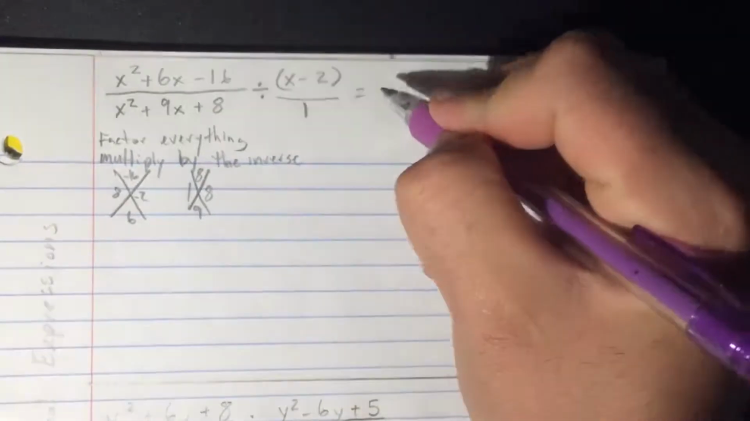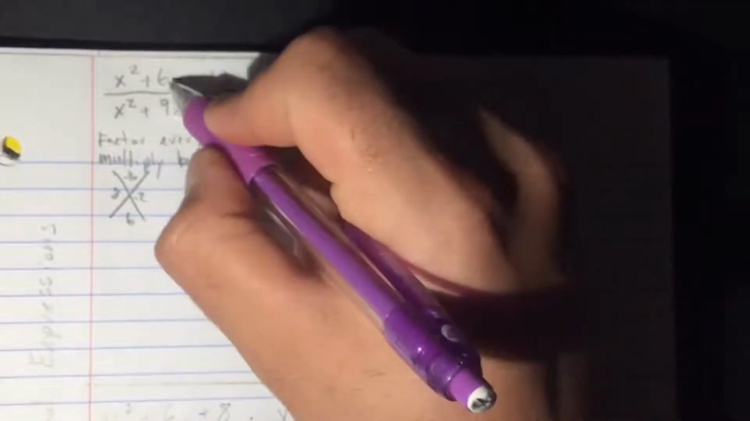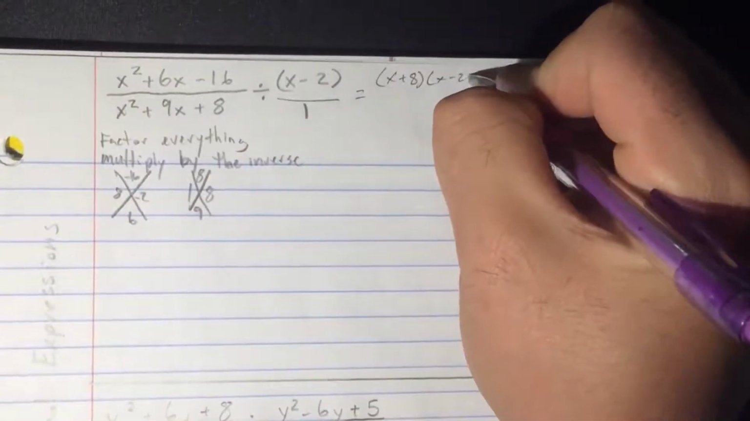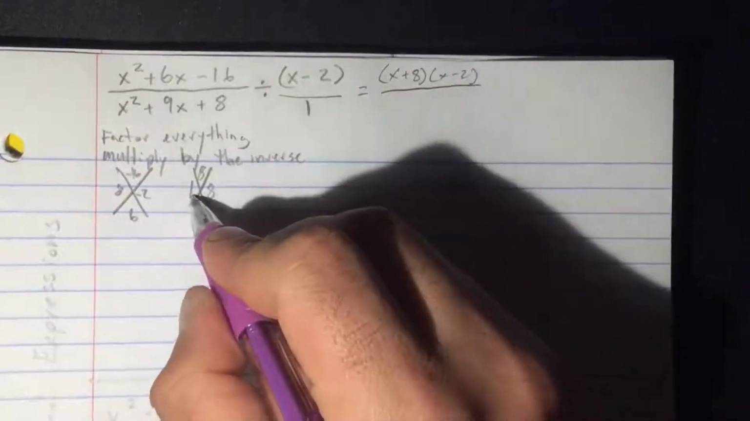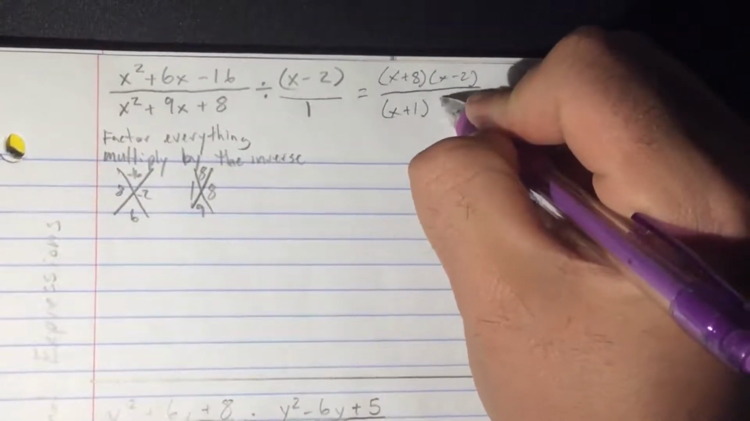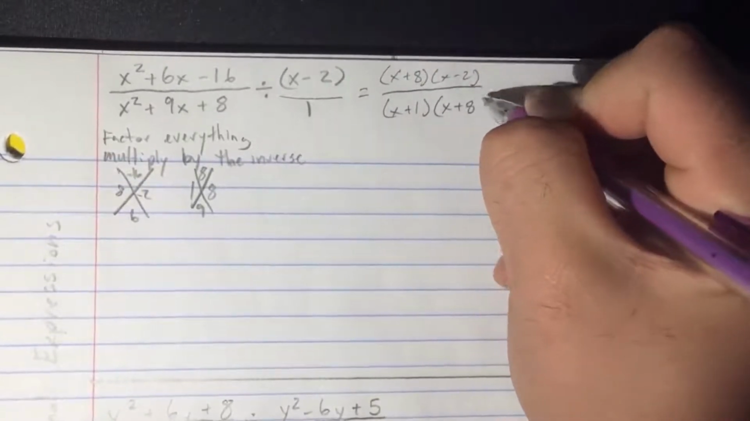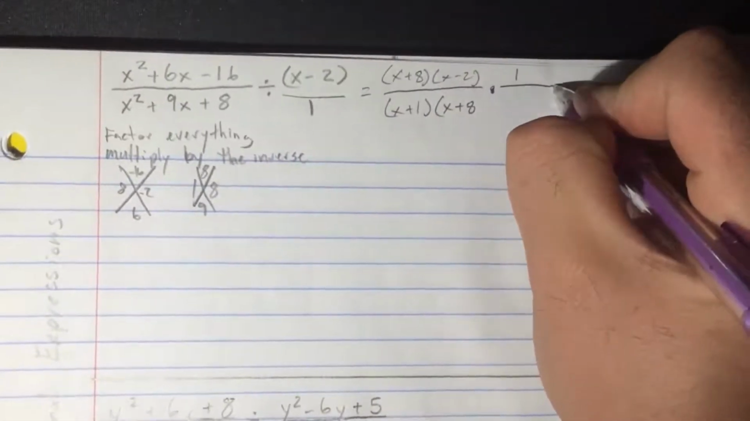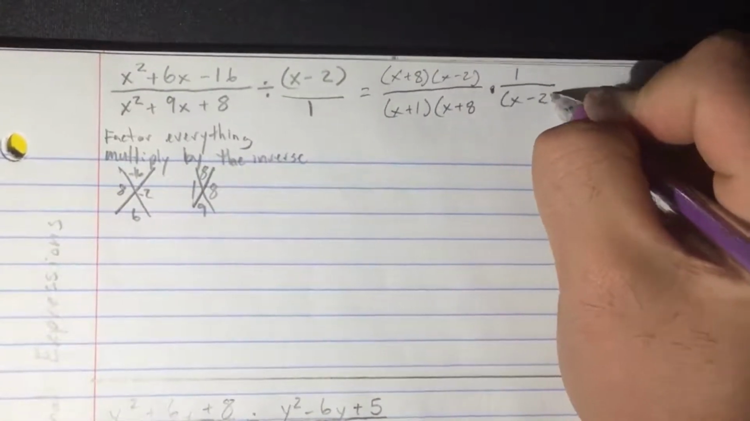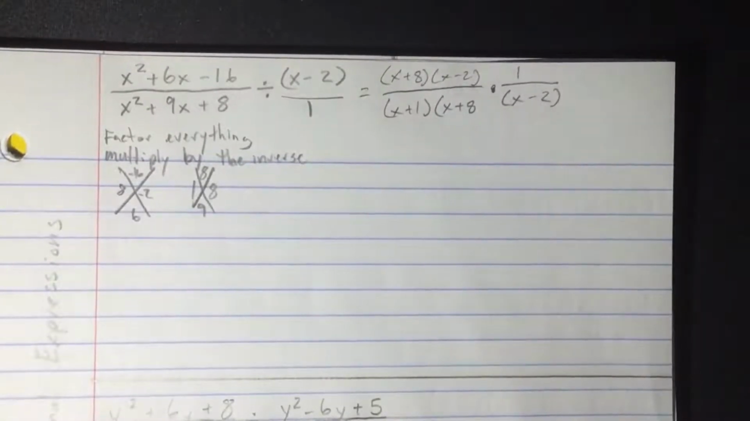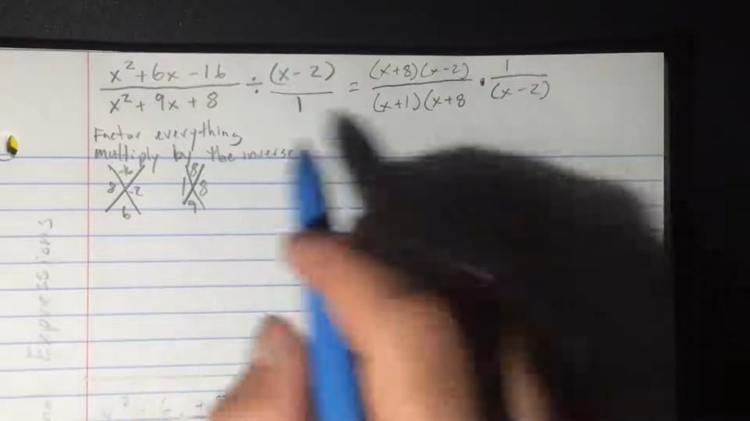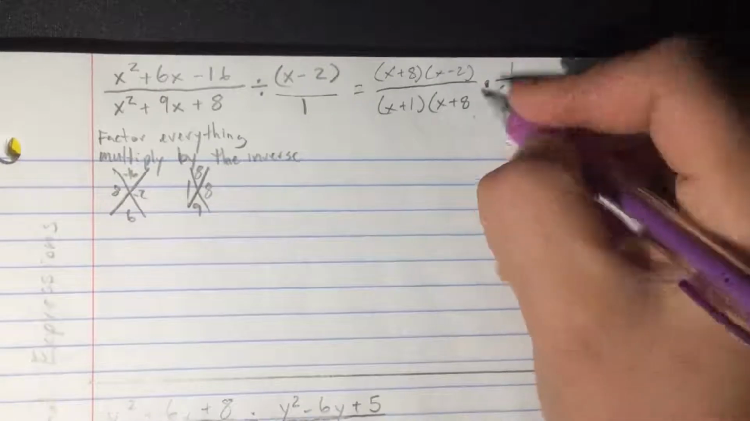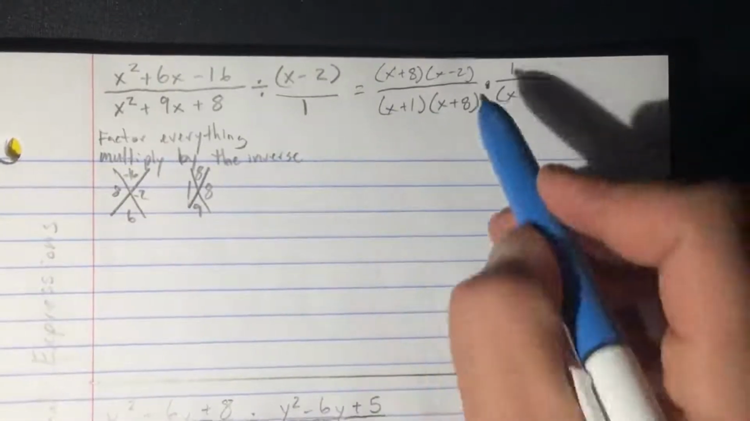So now we're going to write this. This equals, put our factor on top. The factor on top was this one here, so it's x plus 8 and x minus 2, divided by x plus 1 over x plus 8. And once again, we're going to multiply by the inverse, making this 1 over x minus 2. Since we are multiplying, it multiplies across on top and across on the bottom. Oh, I forgot this little close parenthesis here. So this technically is all being multiplied together.